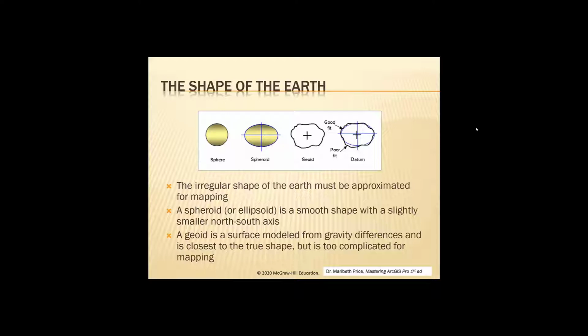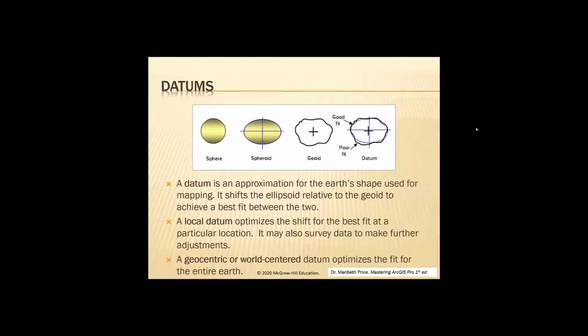That's where our coordinates of latitude and longitude come from. They're always based on a certain shape of the Earth. And we need to make sure we document that, as I was getting to before. And that's what the datum is all about. So that datum is an approximation of the Earth's shape that maps that geoid to a certain spheroid or ellipsoid. And the idea is you want the best fit between those two.